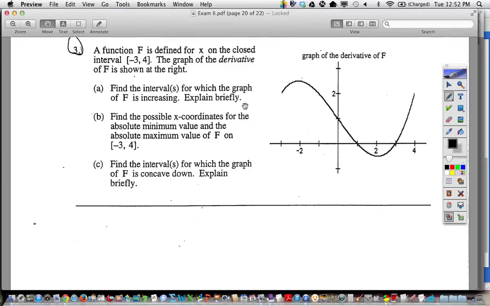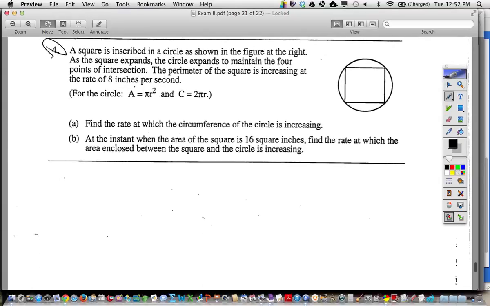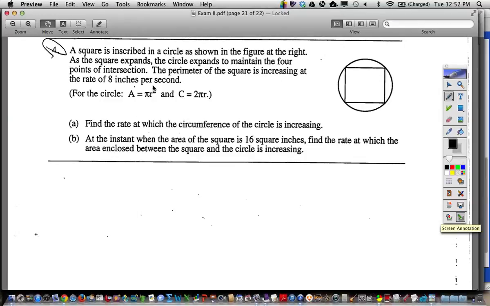So, anybody have some on this one we haven't got to yet? Number 4 in the free response. This one right here? Okay, looks like a related rate situation. This is one of the very last pages of the new packet.